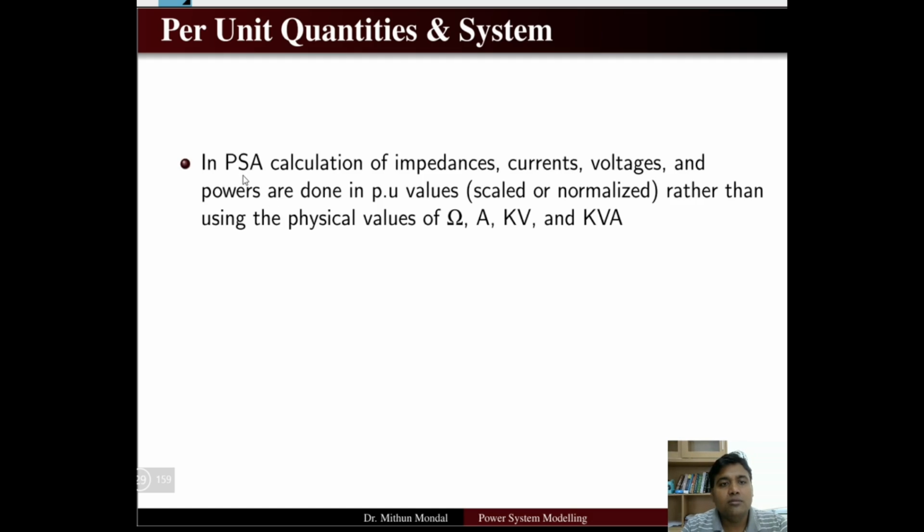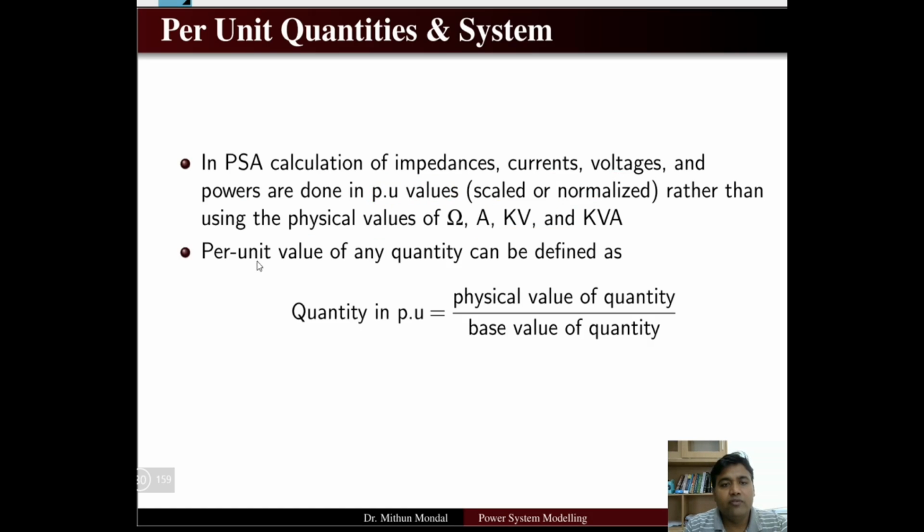So in power system analysis, all calculation of impedances, current, voltage and power are done in per unit values rather than the physical values, that is ohm, ampere, kilovolt or kV. These per unit values are basically the scaled or normalized values. So all calculations will be done on per unit values.